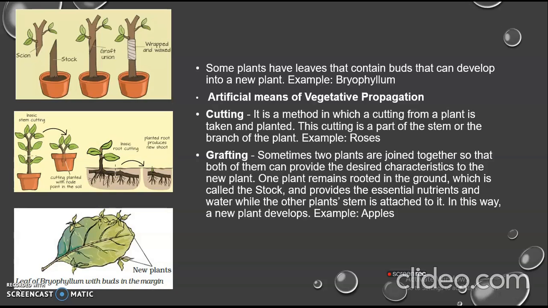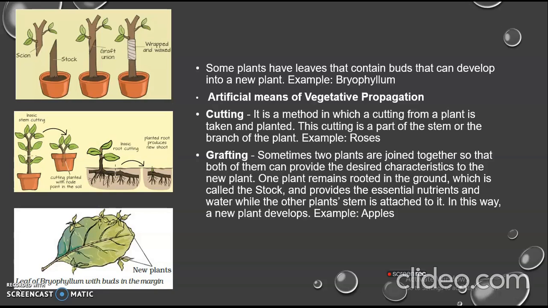So it's a process where a part which has been cut from the plant is taken and planted. This part which has been cut is a part of a stem or a branch of the plant. An example is roses. If you remember the example, it would be easy for you. Then grafting is the second division.